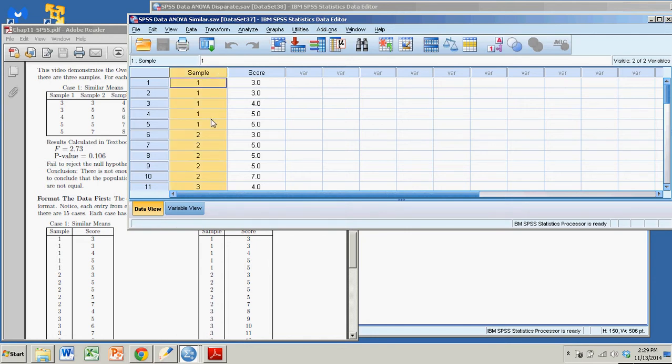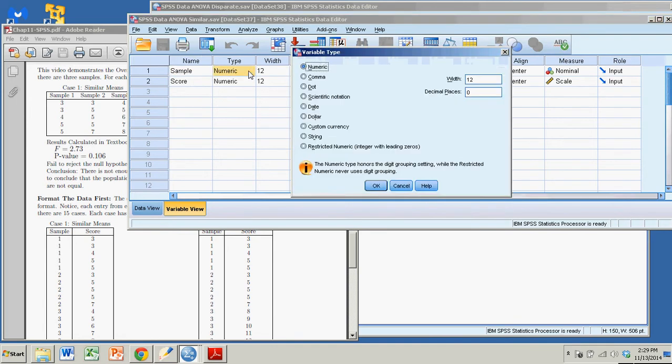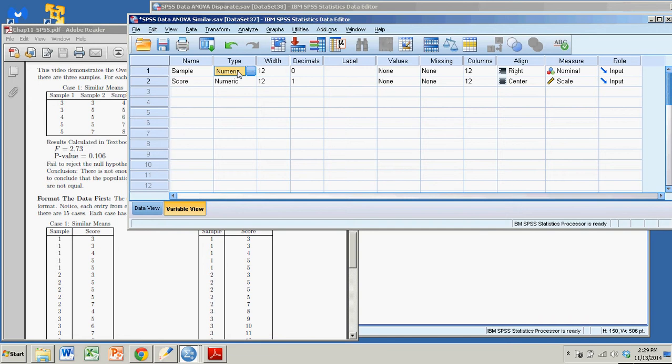The sample number is numeric. You could actually make that string if you want. It doesn't make much difference, but I like to leave it numeric because it is actually a number. The fact is the number doesn't really hold much meaning numerically speaking. It's just a label for which sample. So it gets the level of measurement nominal, which goes along with qualitative data. The score is actually legitimate numerical data, and so we give that a measurement level of scale, which is for ratio and interval data levels.